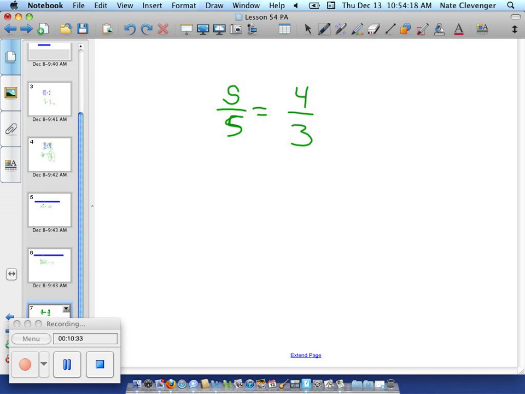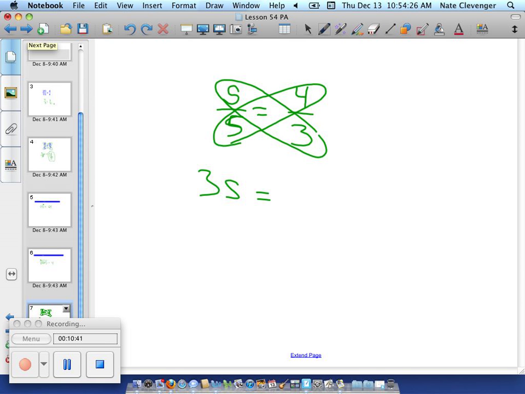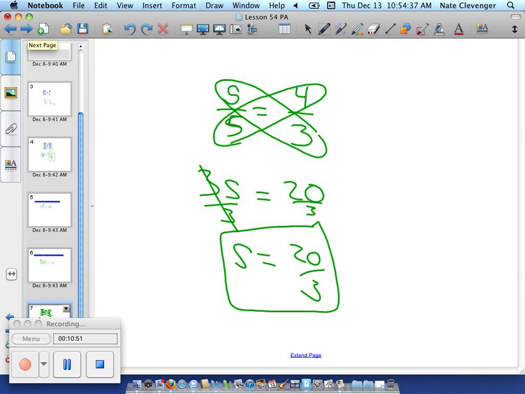So if we take a cross product through our butterfly method, we have 3s equals the product of 5 and 4, which is 20, divide by 3, s equals 20 over 3. That was a 5. That's why I rewrote it. It looked like a 5 when I first wrote it.